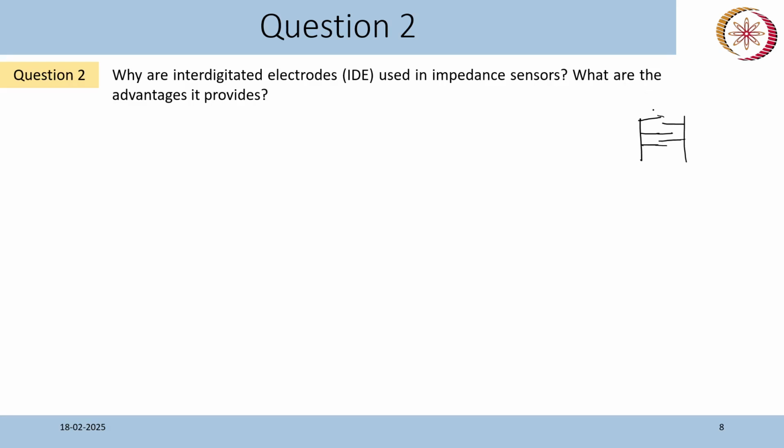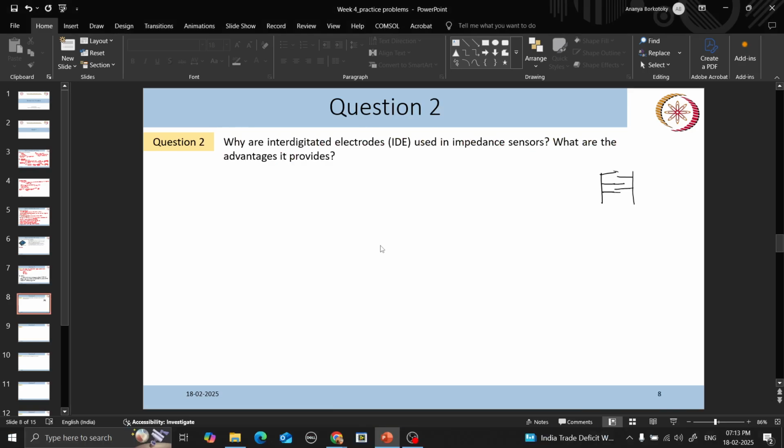So what is the advantage? If you want to measure the resistance of some material, you can just connect electrodes and measure directly. Similarly, you can connect two probes, two electrodes, and measure impedance. It's similar, but instead of that we go for interdigitated electrodes. What advantages does it provide? I've already mentioned briefly. You can recall, add a few to whatever I said, and write in the chat box. I'll take a pause here.